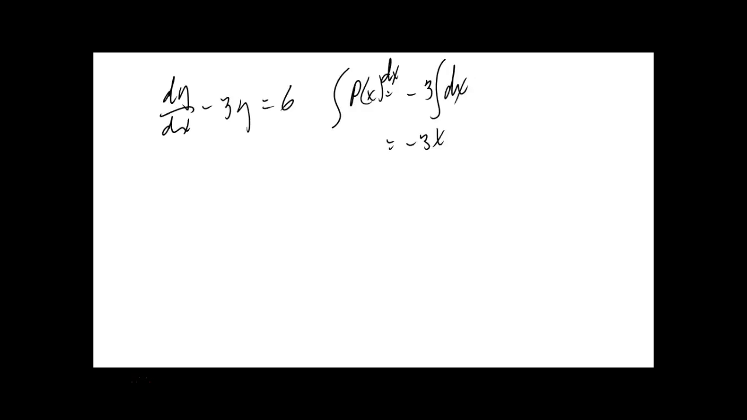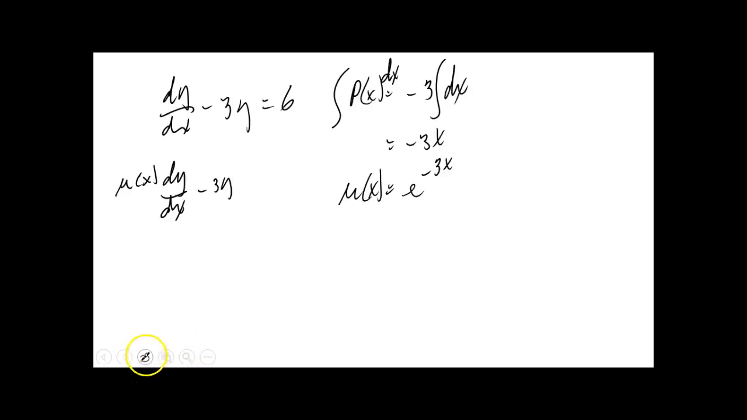Okay, to get the integrating factor, there's one more step. The mu of x is equal to e to the that, e to the minus 3x. You exponentiate it. That's your integrating factor now. So what do we do with that? We multiply that by each side of the equation. So you've got mu of x dy dx minus 3y.